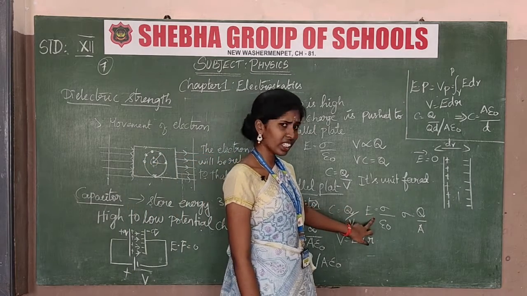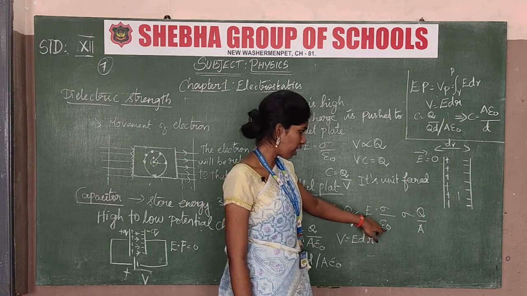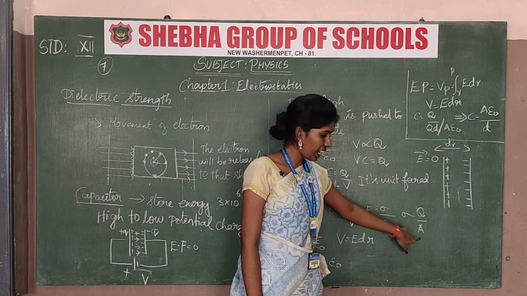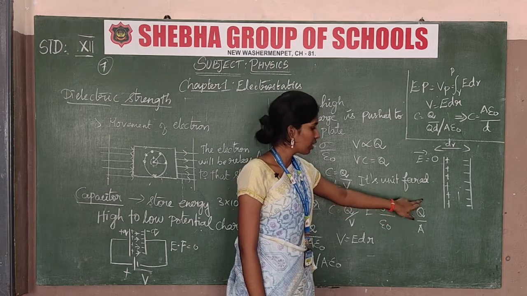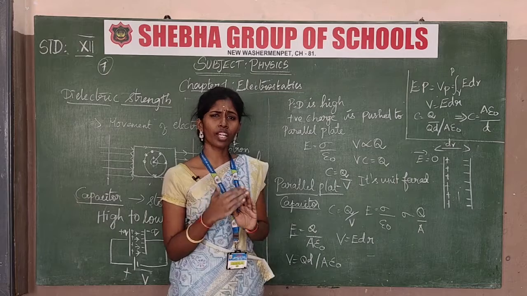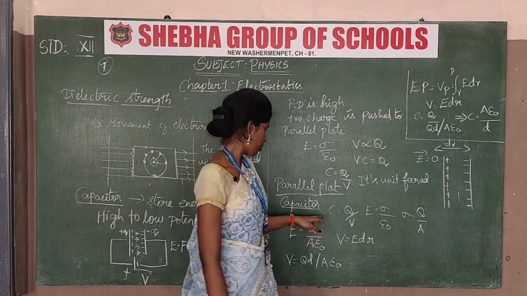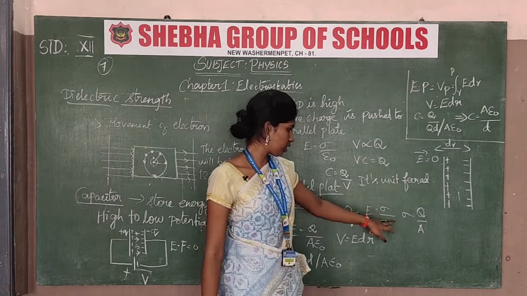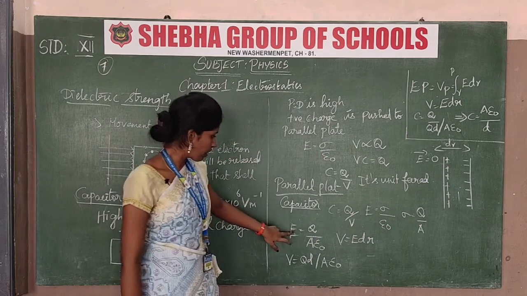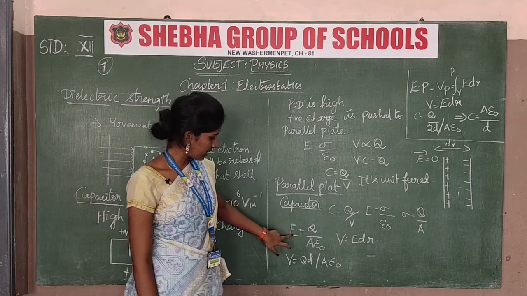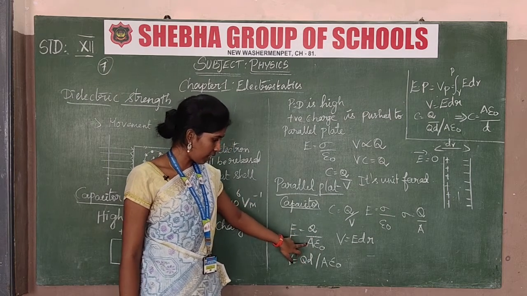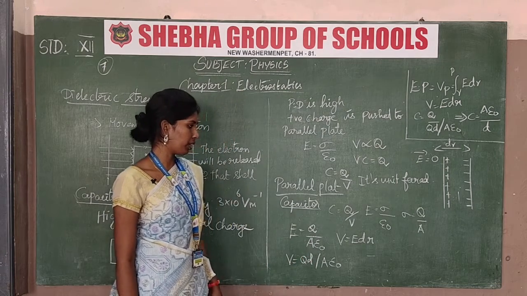So here E is equal to sigma by epsilon naught. Sigma is equal to Q by A. A is the area, Q is the charge, okay. Epsilon naught is the permittivity. So C is equal to Q by V, E is equal to sigma by epsilon naught, and this sigma is equal to Q by A. So now we apply that the electric field E is equal to Q by A epsilon naught, where A is the area, okay.